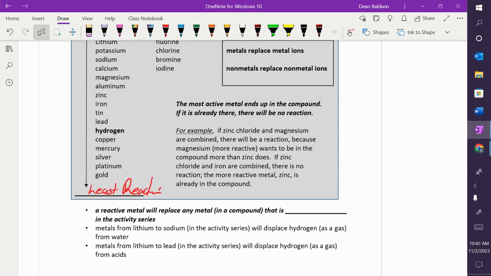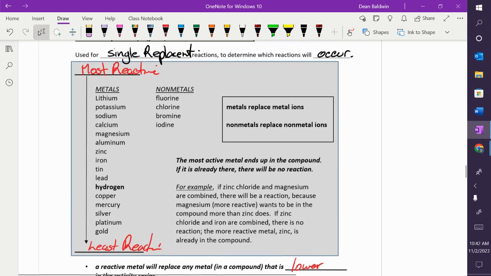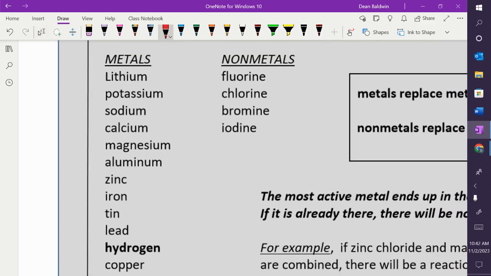Okay, so a reactive metal will replace any other metal that is lower in the activity series, because metals replace metals. So for example, you just look at this. Potassium and say zinc. Potassium will replace zinc because potassium is more reactive. All right? The higher up will kick out the other one that's lower down.